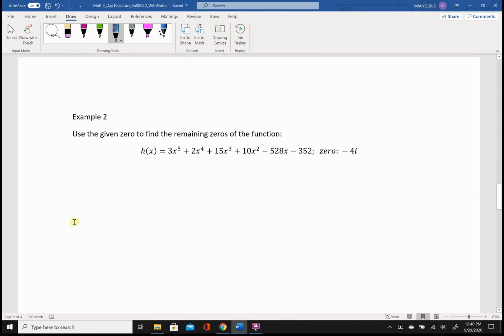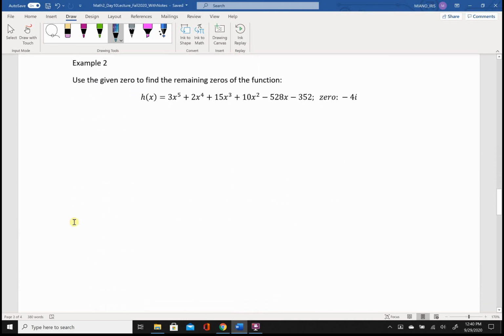Example 2. Different kind of problem here. We're going to use the given 0, by that I mean your negative 4i, to find the remaining zeros of the function. Okay, so if negative 4i is a 0, since it is complex and has a non-real part, the conjugate has to also be a 0. So since non-real, 4i, positive 4i also has to be a 0.